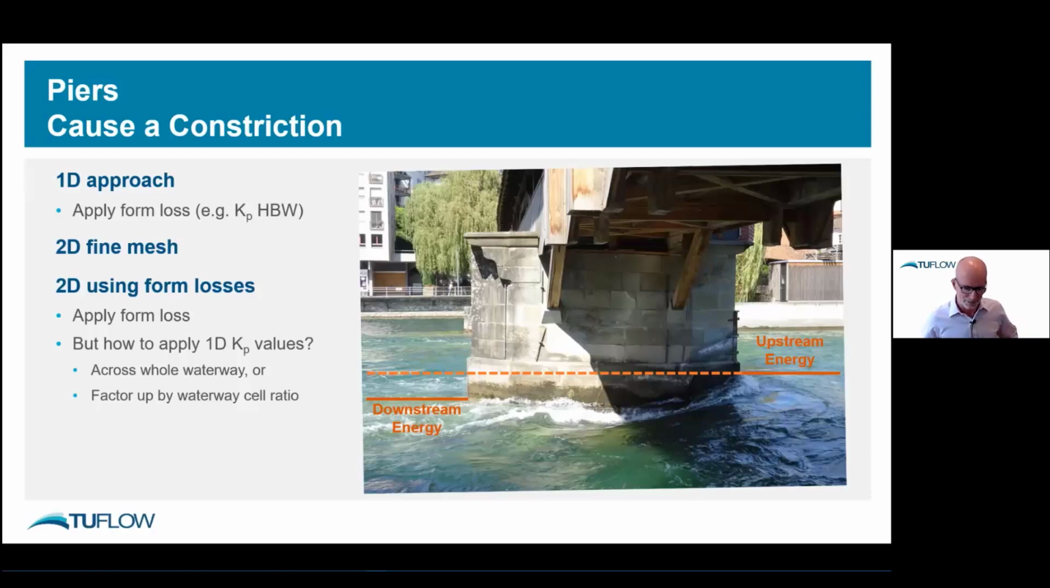Often you cannot make your mesh fine enough to represent piers. If you're applying form losses, there have been a lot of questions around that. Do you apply it across the whole waterway? Can you apply it cell by cell, directly where the piers are? Lots of questions, and I'll talk about those in a while. Let's look at the fine mesh situation.